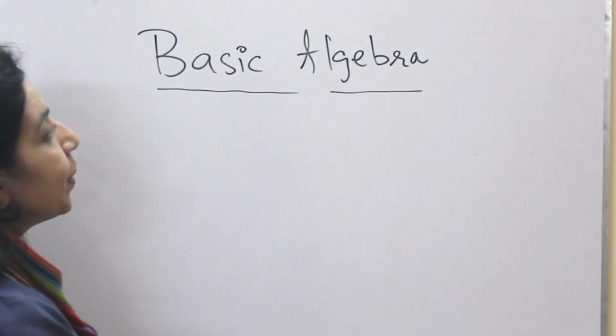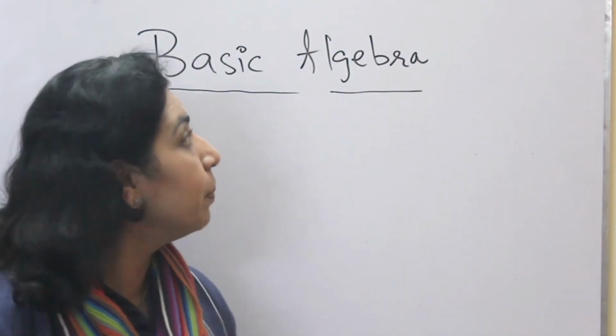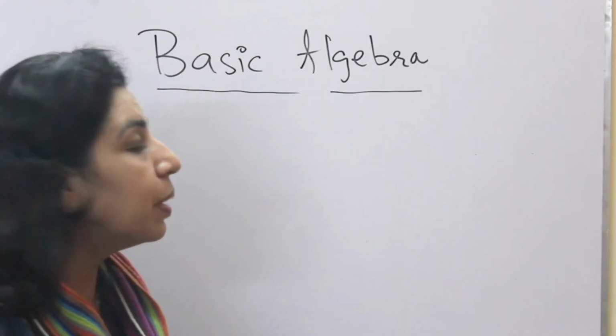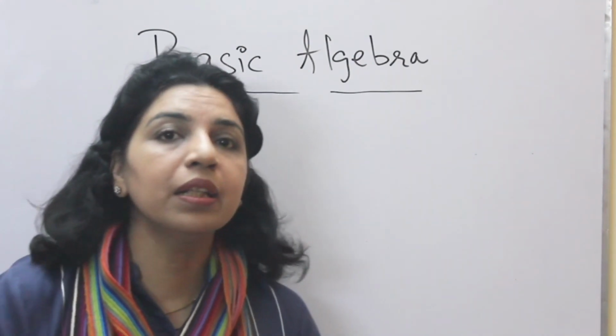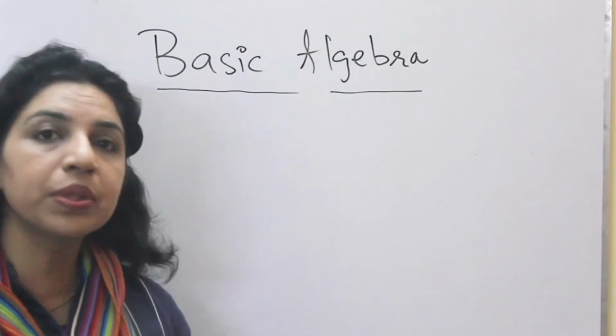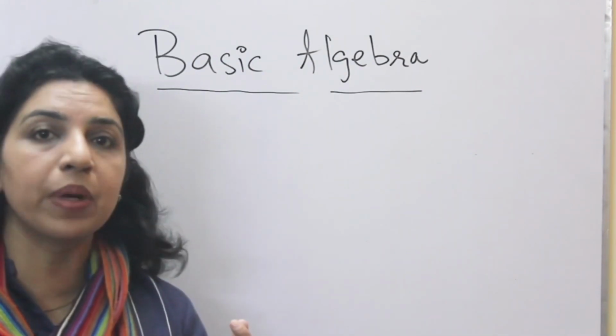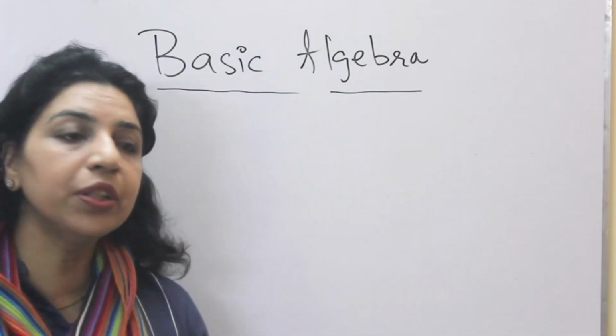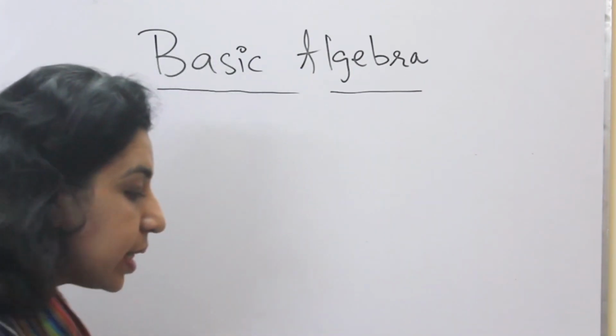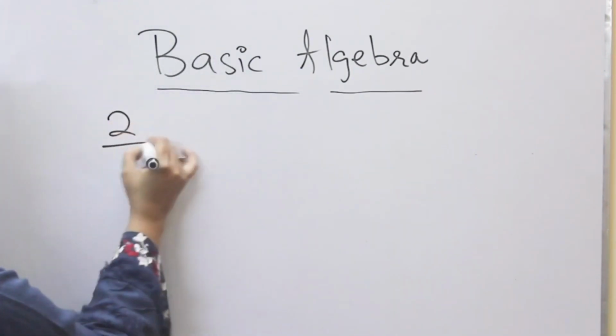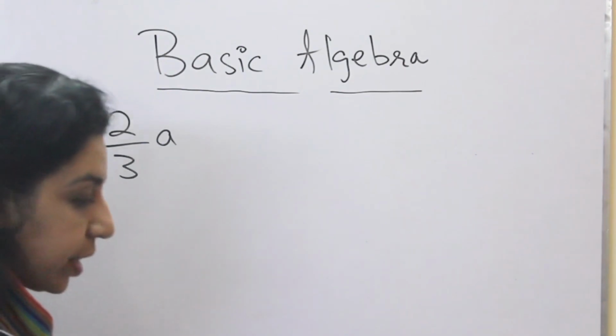Good morning, dear students. Today we are going to learn basic algebra simplification. We have done in the previous video simplification using integers or whole numbers as coefficients. In this video I shall do the simplification. The method is same, but the coefficients are rational numbers or fractions, you can say.